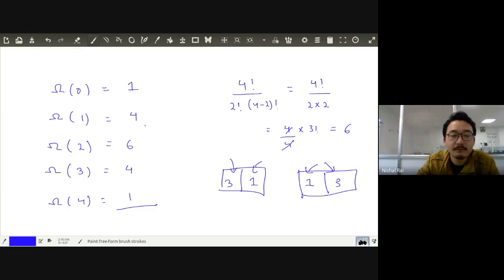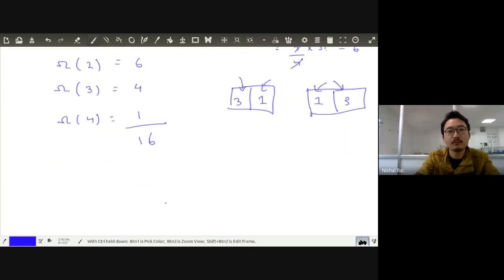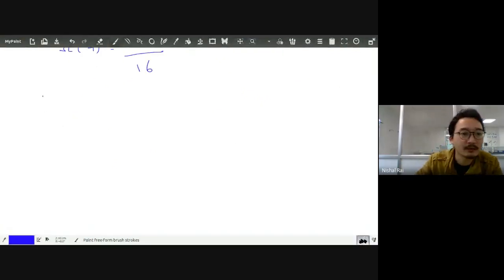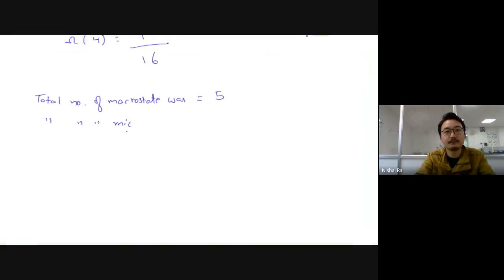6 plus 4, 10, and in total 16. So the total number of microstates was 16, and the total number of macrostates was 5. Macrostates were 5 and the total number of microstates was 16. Now, how do you get this?